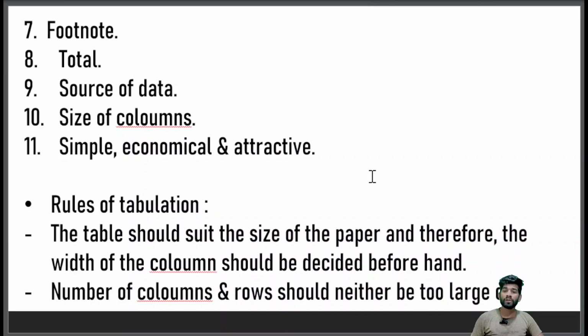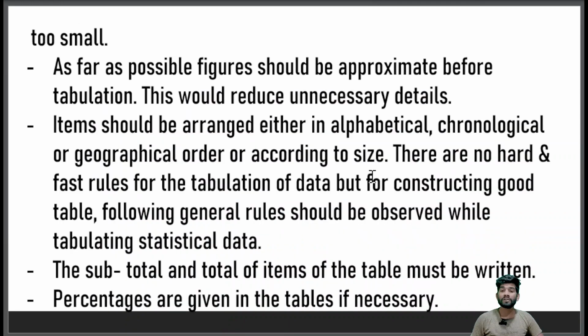Then the rules for the tabulation. What are the rules of tabulation? The table should suit the size of the paper, and therefore the width of the column should be decided beforehand. Number of columns and rows should neither be too large nor too small. It should be equal.